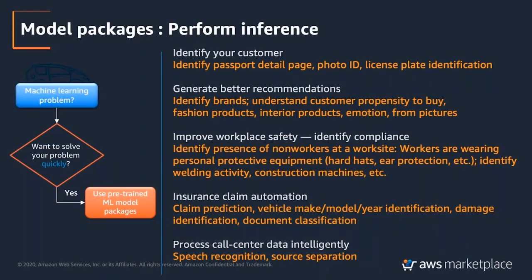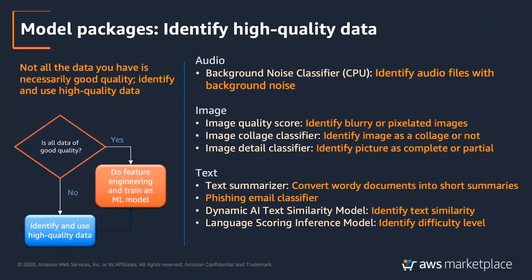There is a huge selection of ready-to-use machine learning models in AWS Marketplace that directly solve a business problem. There are domain-specific as well as domain-independent machine learning models. And many a times, not all data you have might be of good quality. It is important to identify and use only good quality data for training your ML model. For example, Background noise classifier can be used to identify whether an audio file contains background noise or not.